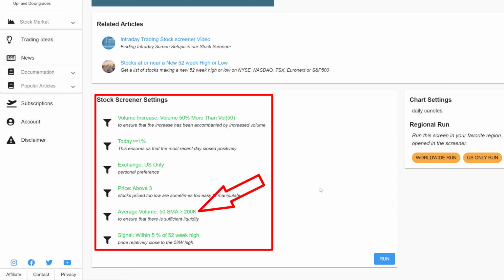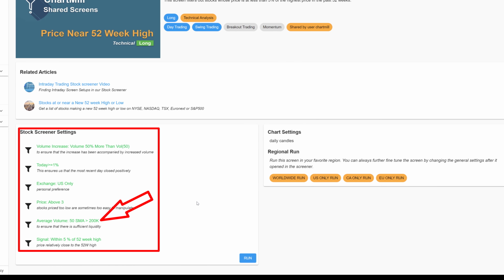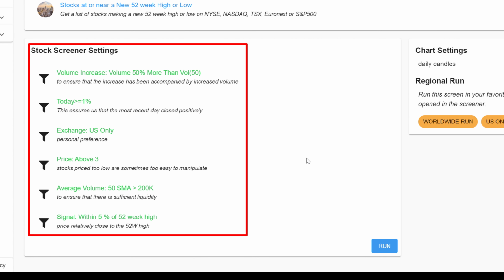Regarding the markets to which the screen should be applied, a handy feature has recently been added whereby it is possible to change the region with just one click to global, US only, Europe only, or Canada only. Furthermore, there are also a number of specific filters that define this trading idea.